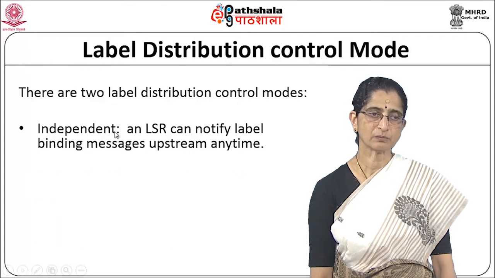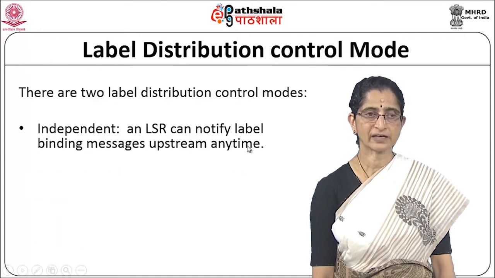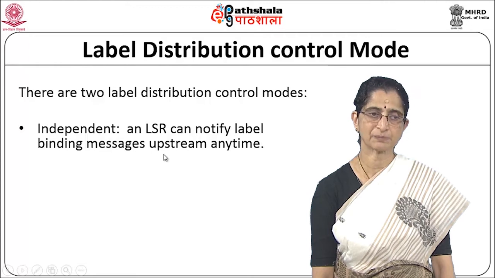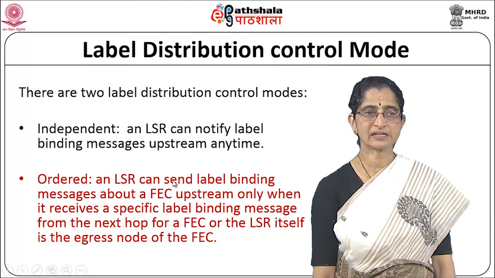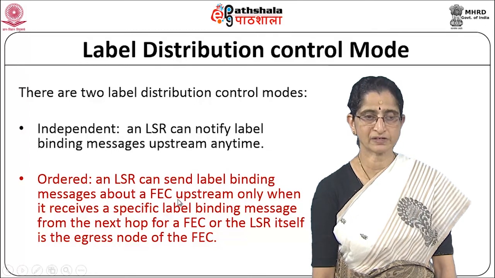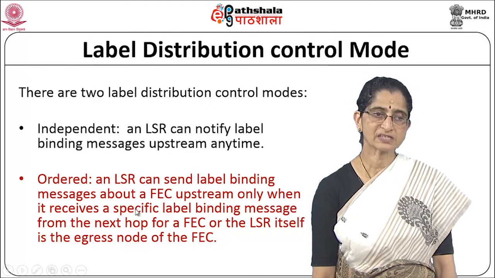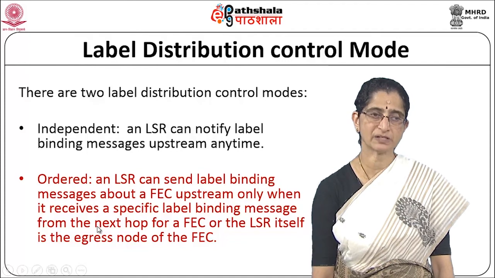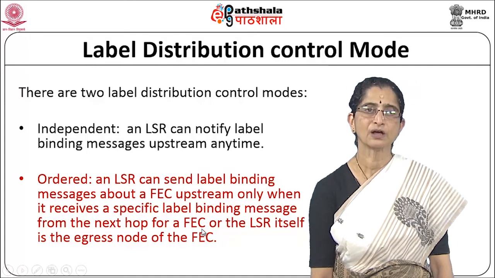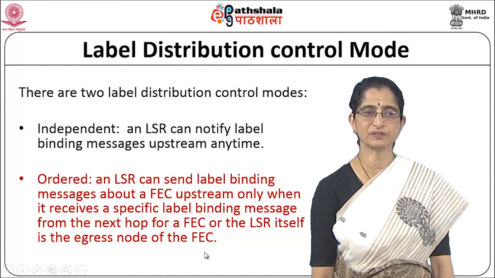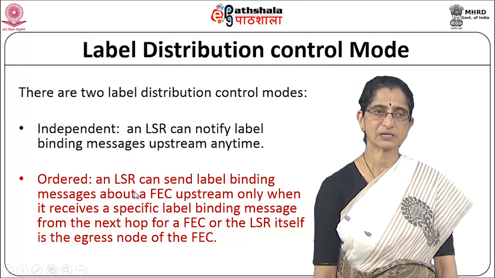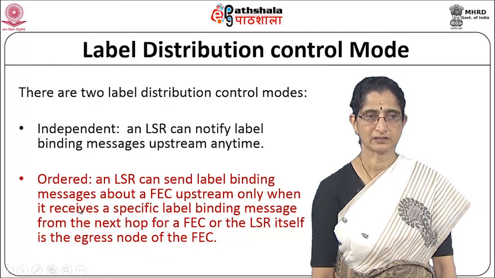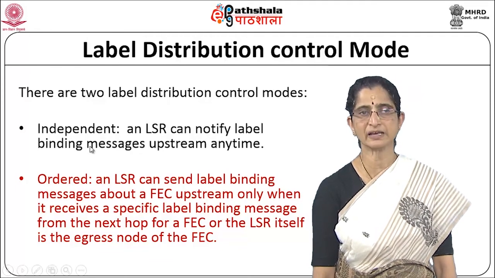So in the independent mode, an LSR can notify label binding messages upstream anytime. Whereas in ordered, an LSR can send label binding messages about a FEC upstream only when it receives a specific label binding message from the next hop for a FEC, or the LSR itself is the egress node of the FEC. So ordered means that only on receiving something from somebody else will it trigger a message to be sent. In independent, it can send at any point of time.